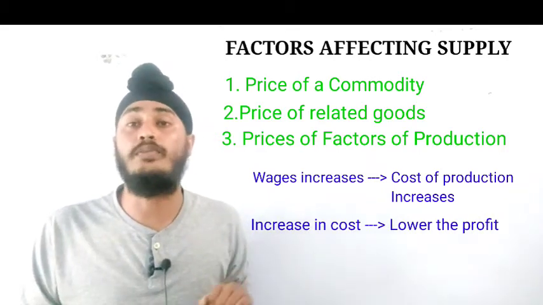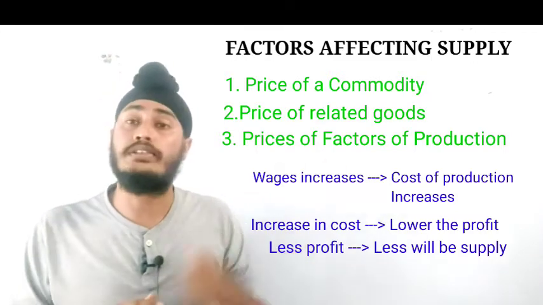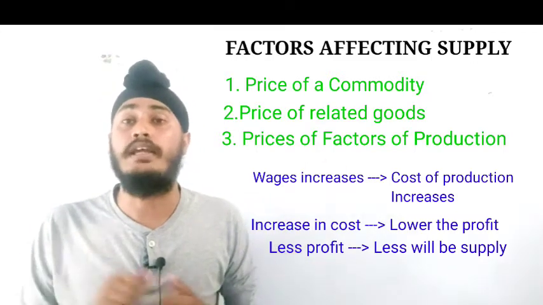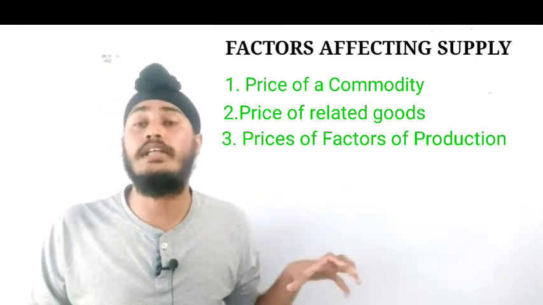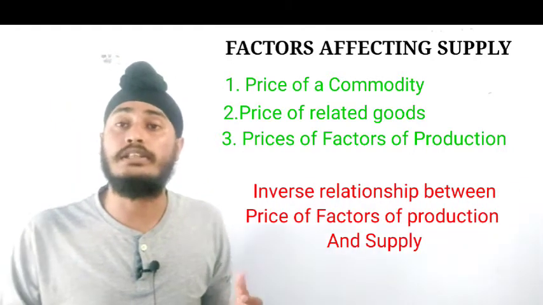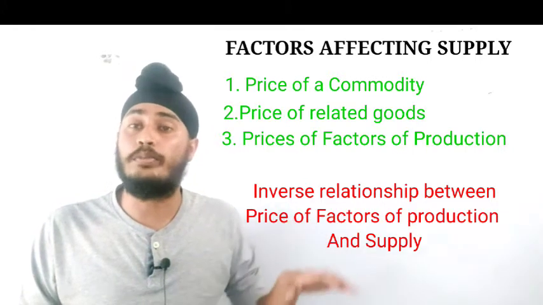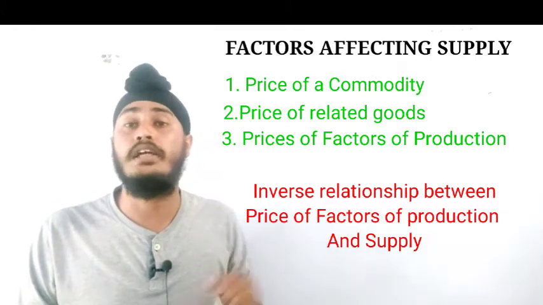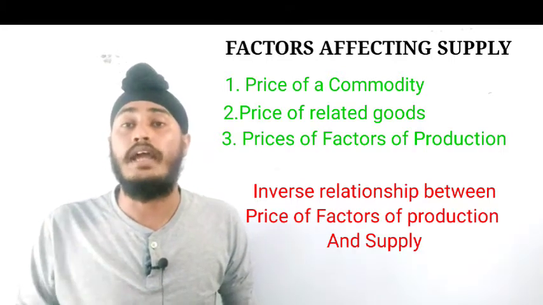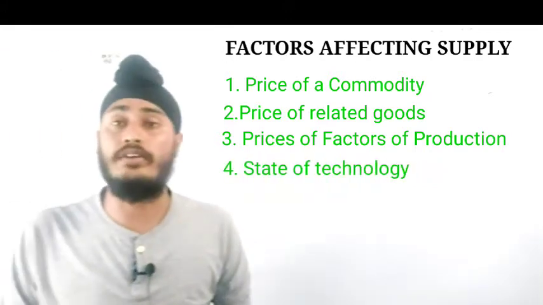When profit decreases, what will happen? The producer will supply less. So when prices of factors of production increase, supply will be less. So there is an inverse relationship between the cost of production, the price of factors of production, and supply. Clear? And when prices of these factors of production decrease, when wages decrease, it will increase the profit and supply will be more. Clear? And the next one is the state of technology.